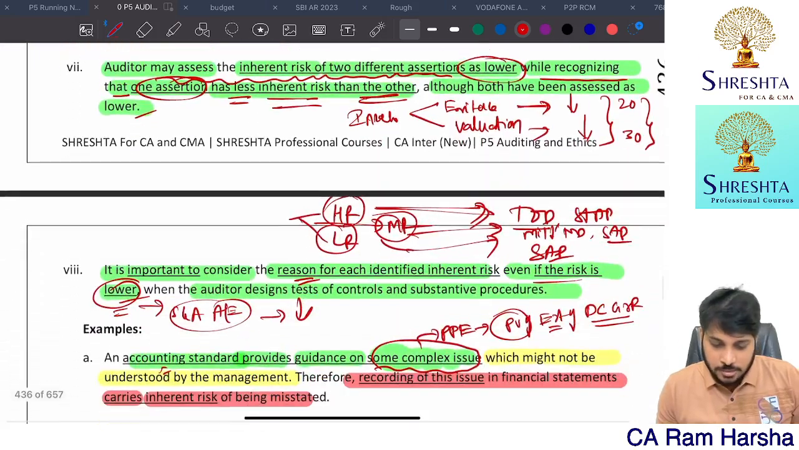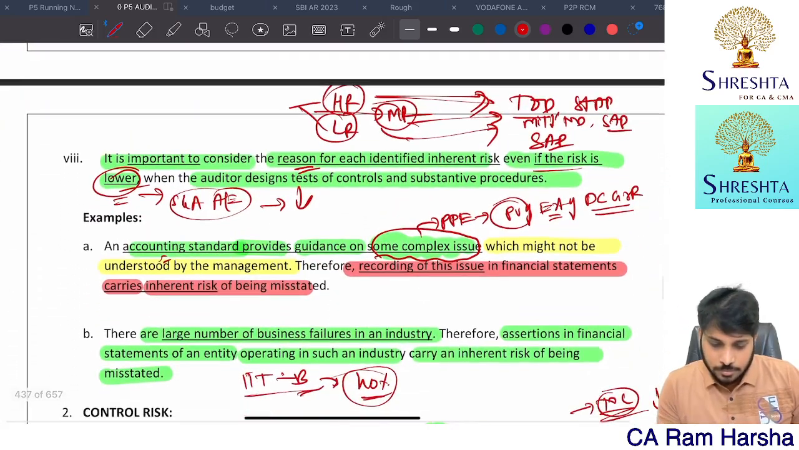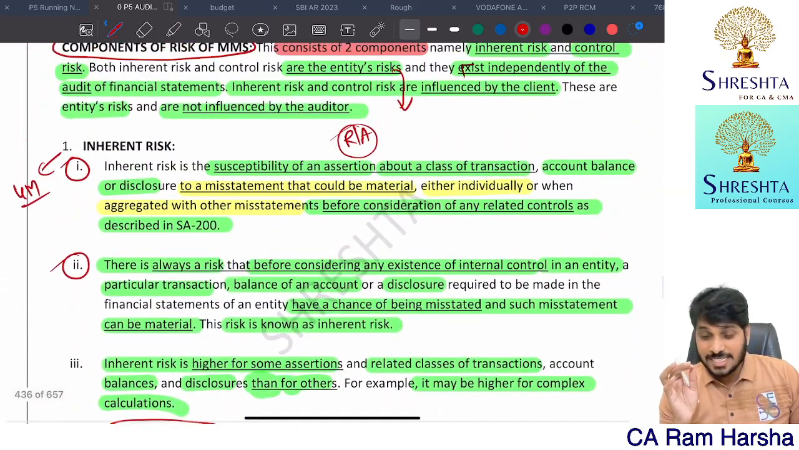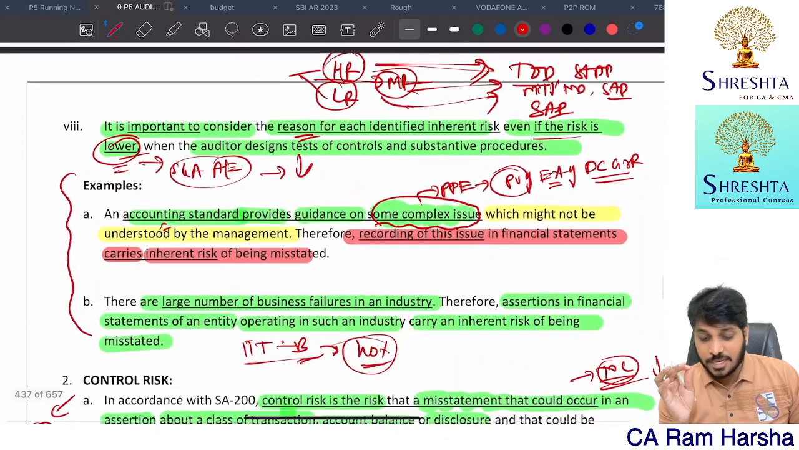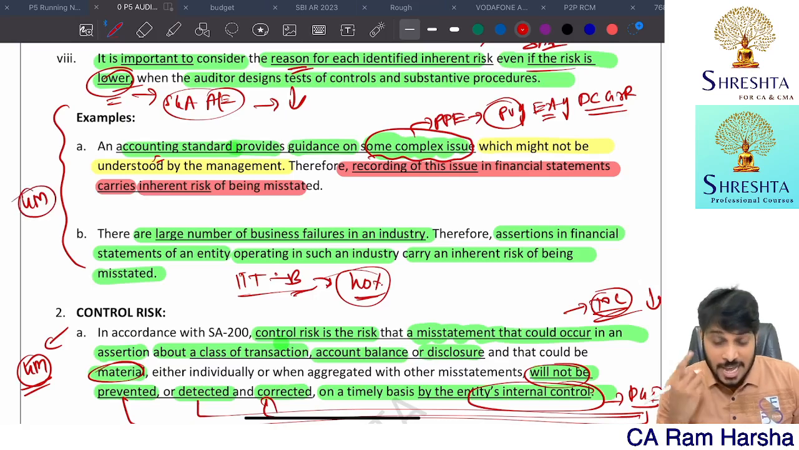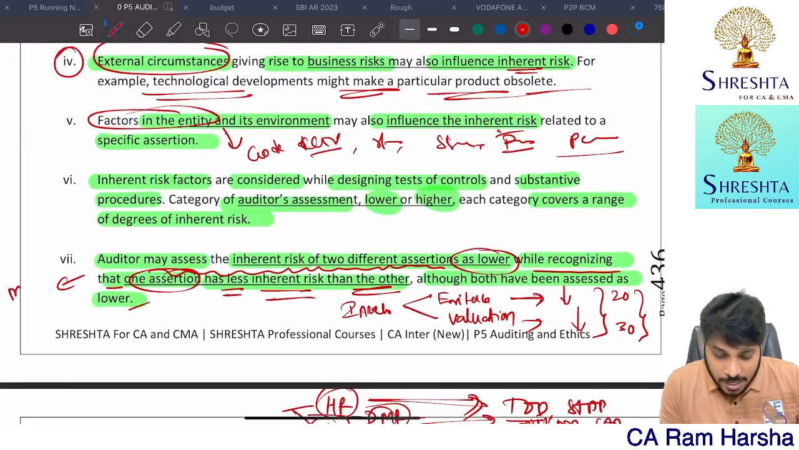Fourth point. And you need to write these examples. So if a straight question comes, what is inherent risk? Define, give an example. Then you need to write those 3 points and examples. This itself can be asked as a 4 marks question. And sometimes this can be asked as an MCQ.